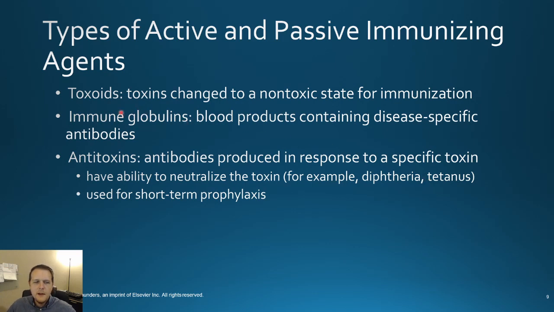Another form you may see would be a toxoid. This is actually where the body's producing a reaction against a specific toxin that the bacteria may be producing there. So it's one thing that can cause immunization. Or again, as I mentioned, immune globulins.